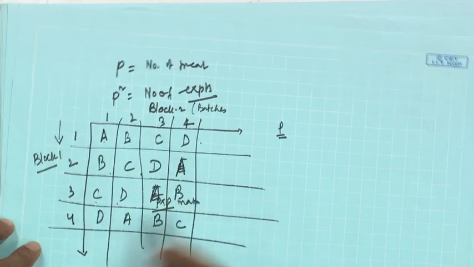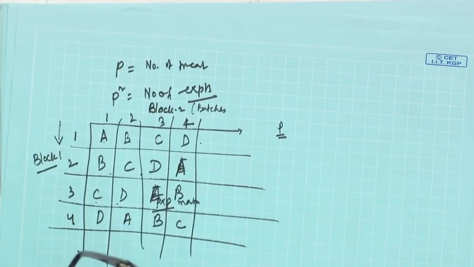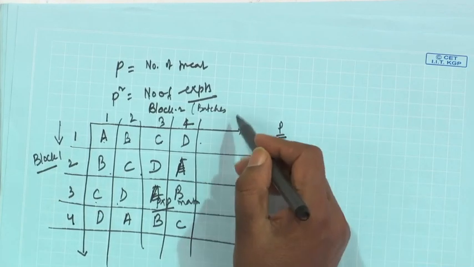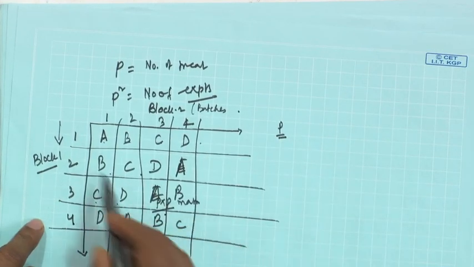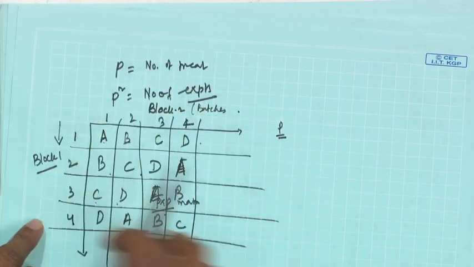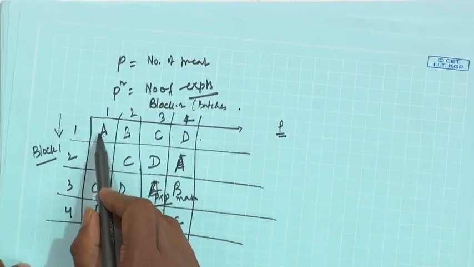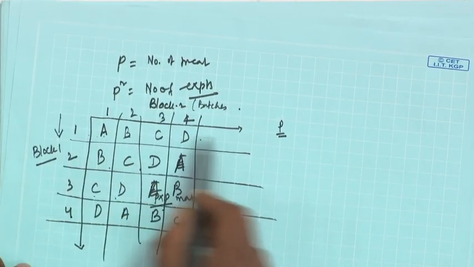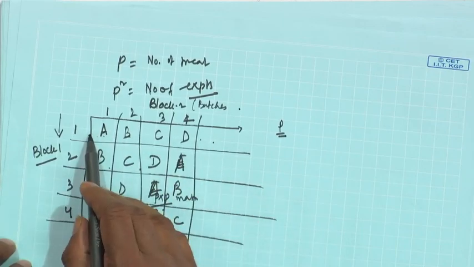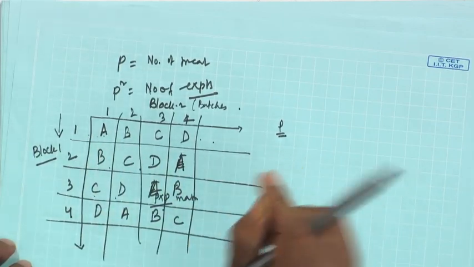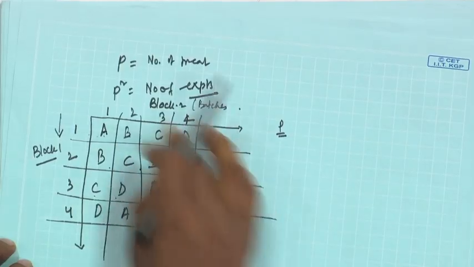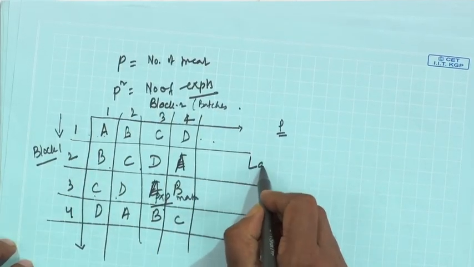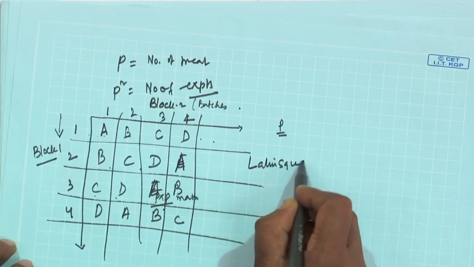So, that means the size of the Latin square will be determined by the number of treatments. As there are 4 treatments, there is a 4 cross 4 matrix, and in each of the rows every treatment will occur once. Similarly, in each of the columns every treatment will occur once. This is our Latin square design.